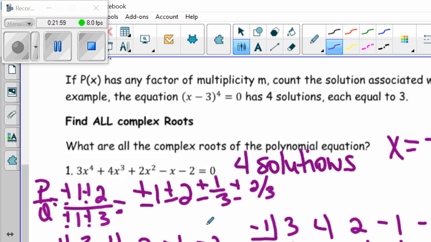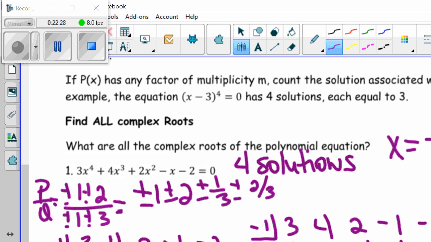So now I'm going to do 2/3. These are my new coefficients, so 3, 1, 1, negative 2. Bring my 3 down. 3 times 2/3 leaves me with just 2. 2 plus 1 is 3. 3 times 2/3 leaves me with 2. 3, 2. Yay, look at that. That one worked again. So I get x equals negative 1, x equals 2/3. I have 2 of my answers. I only have 2 more to go.